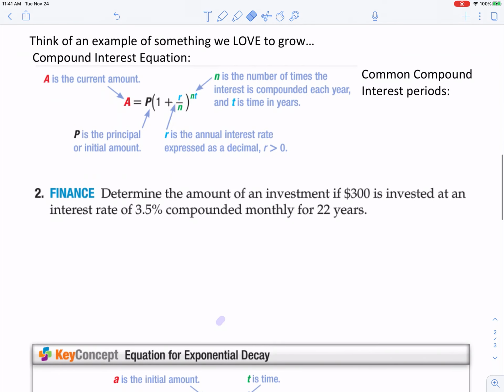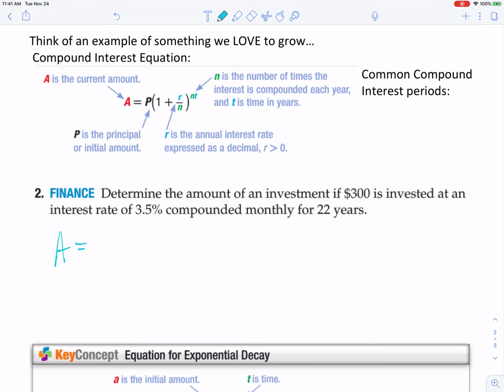So up above is an example I really wanted to do. One thing we love to see grow is the dollar signs in our bank accounts. Am I right? There's this thing called interest and compound interest, and I'm going to explain that in class more, I think. But basically, here's the formula you need to know. Watch out for n, because n is the number of compounding periods per year. So, determine the amount in investment.